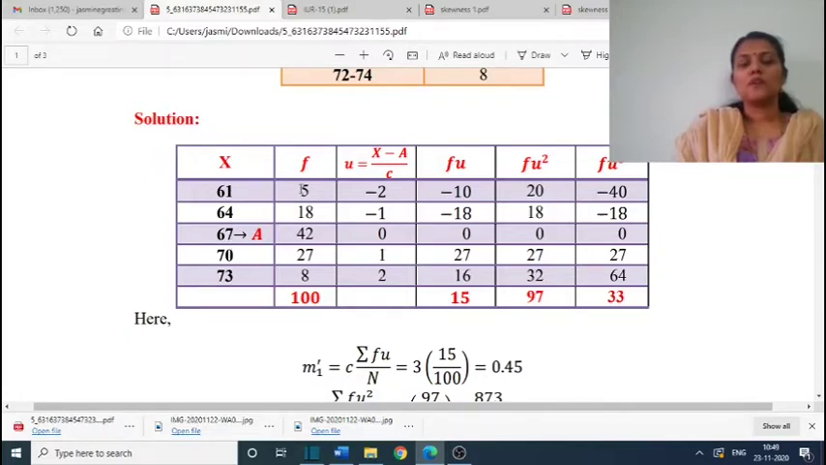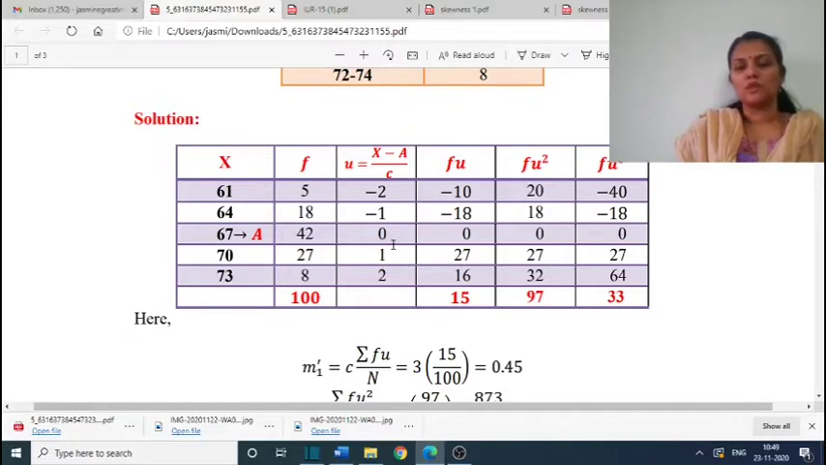The corresponding frequencies 5, 18, 42, 27, 8 and the total is 100. So with the middle value of x taken as a, u is equal to x minus a by c. So the middle value is 0. Top of that minus 1, minus 2. Bottom of that 1, 2.